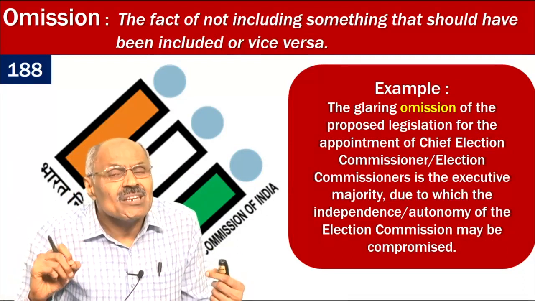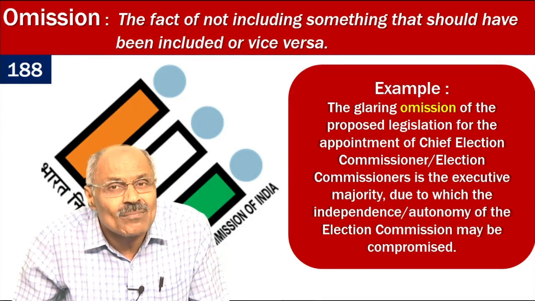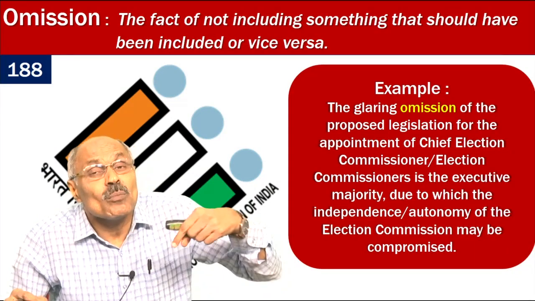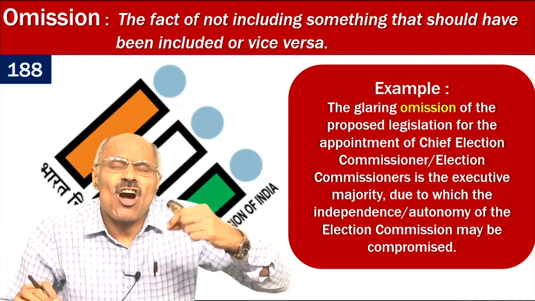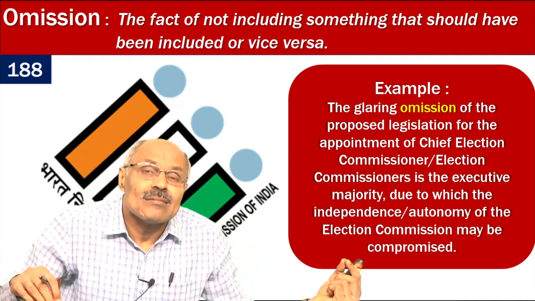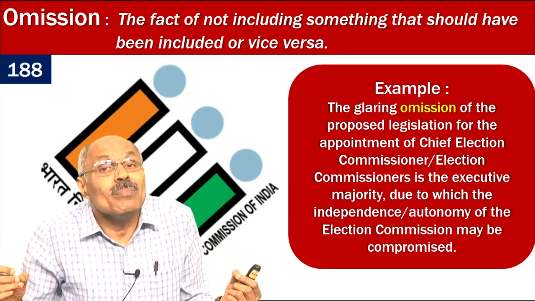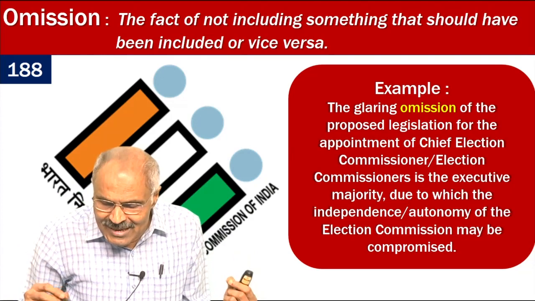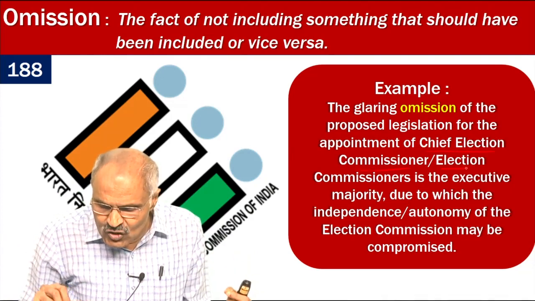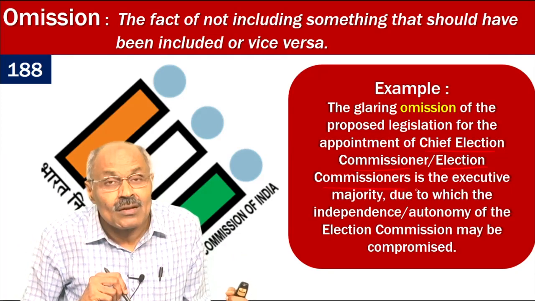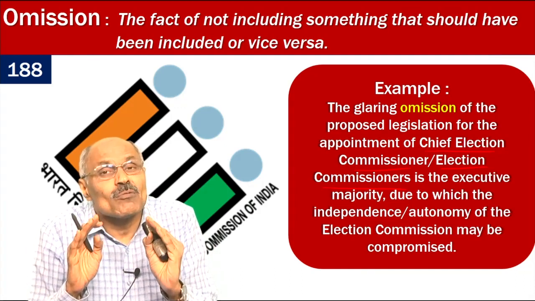Omission. Omission and commission, this is quite often used. Omission means when something is required to be included but not included. Commission is when something is not required to be included but it is included. Such type of things are called omissions. Recently, there is a bill with regard to appointment of chief election commissioner and election commissioners. In fact, in that bill, what is proposed is executive majority.